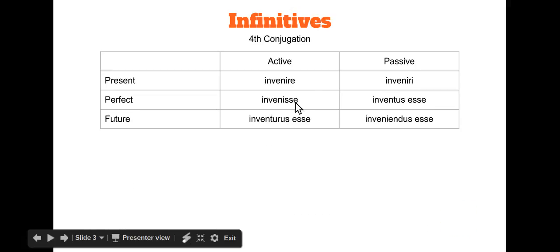The fourth has the same pattern, but again, for the fourth, you don't drop off 3, you just drop off that one letter, that E, and put an I there, much like the first and second conjugations.